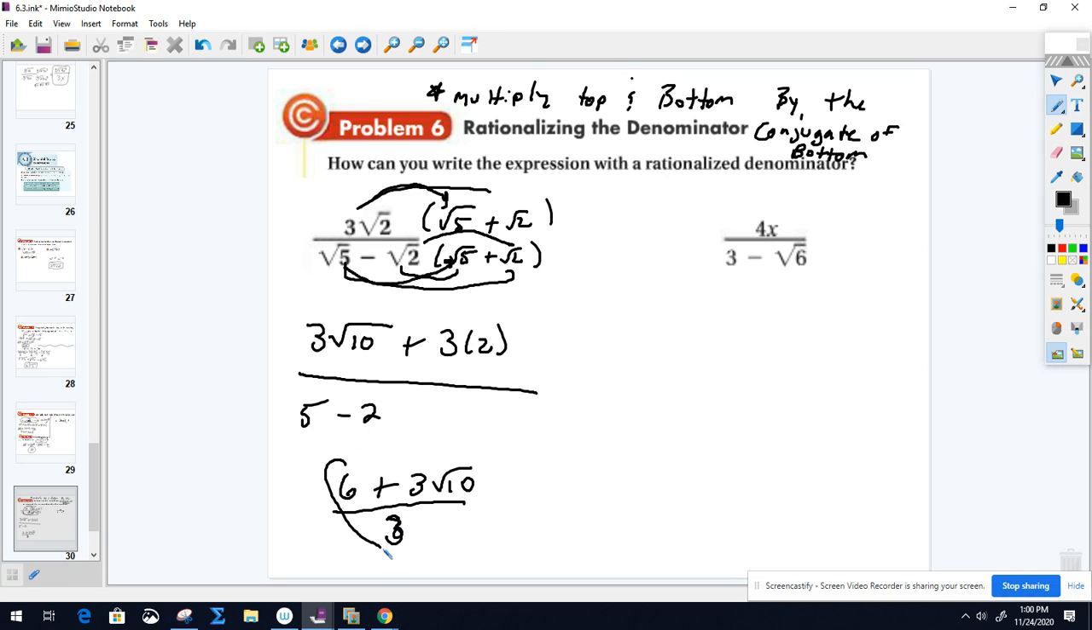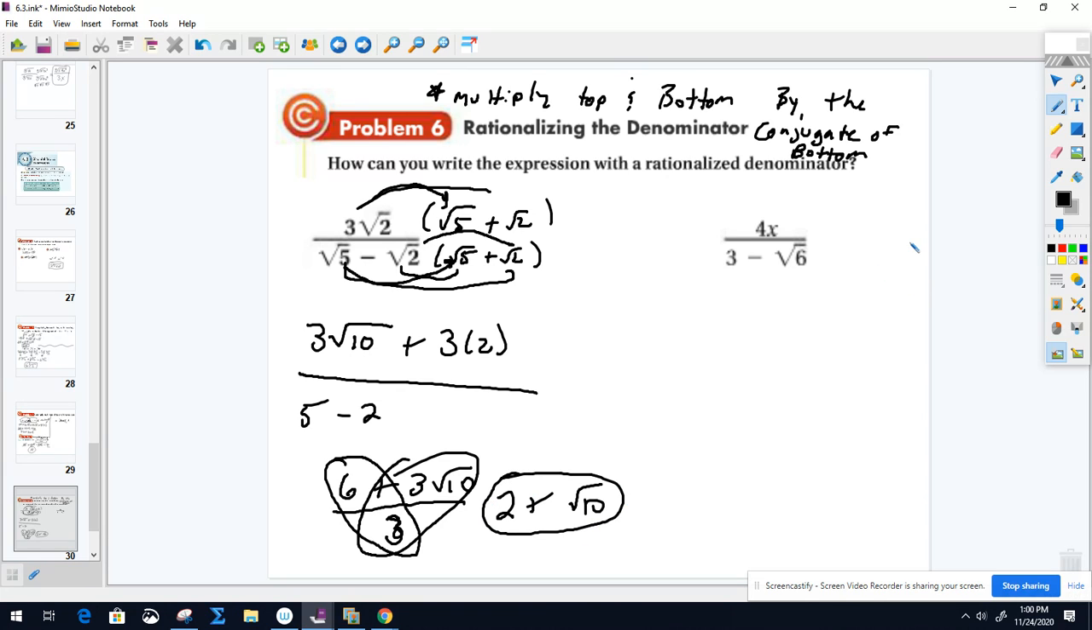And then now I can simplify. Okay, and I call this the little pretzel method, forms a little pretzel. And I'm going to divide 6 by 3 and get 2. And then this 3 and 3, they're both on the outside. So I get 2 plus the square root of 10.